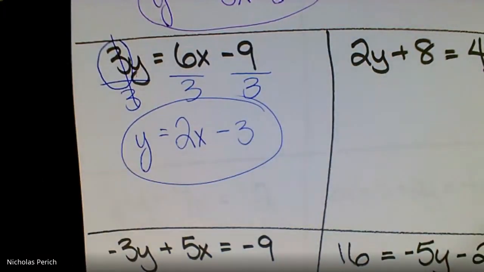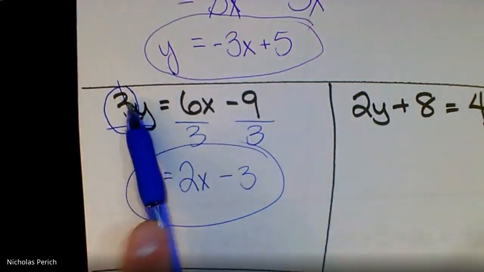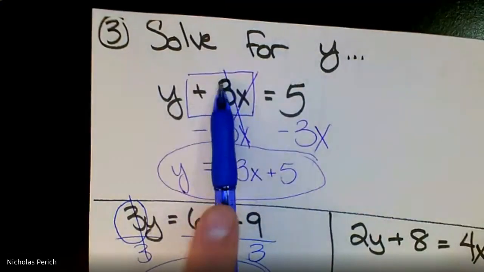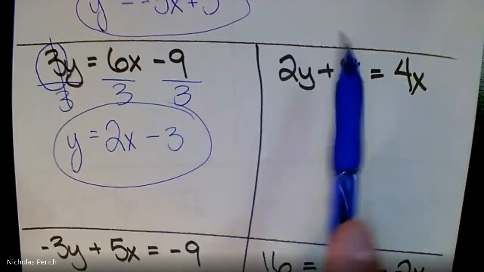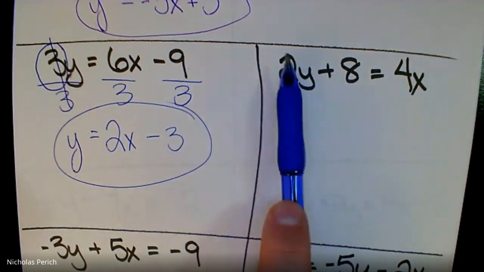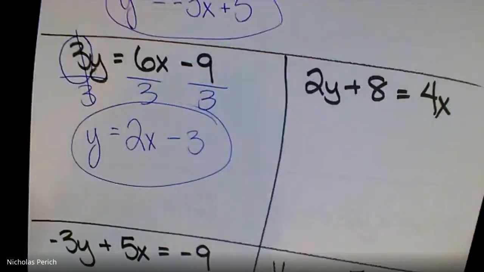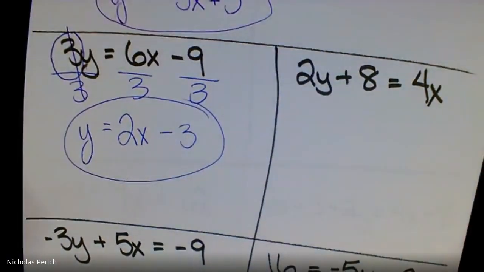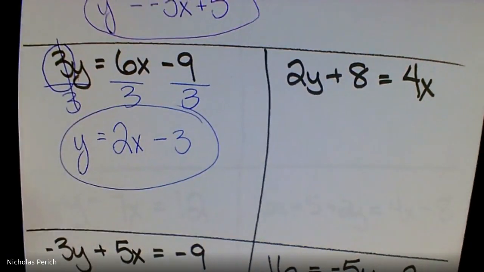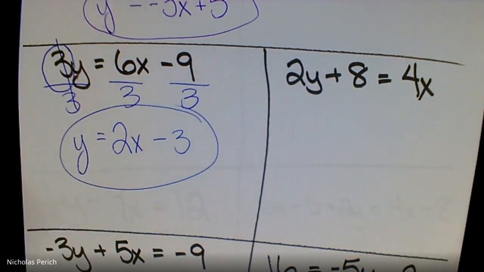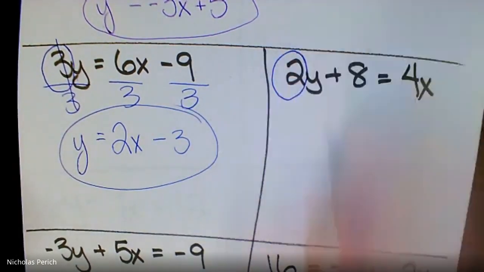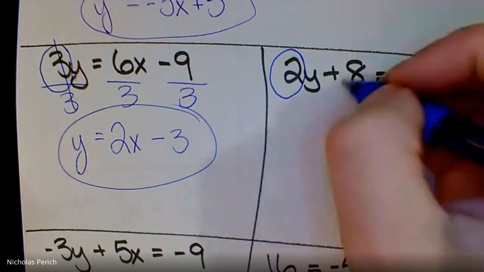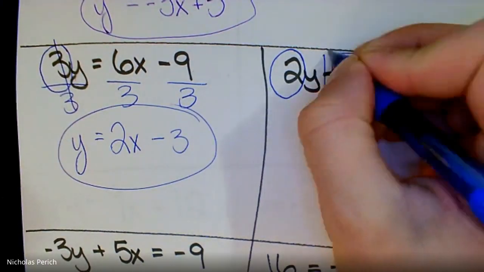This one and the one before it were one-steppers. It's a one-stepper because I only had to get rid of 3. Here, I only had to get rid of 3x. Here is a two-stepper because I have to get rid of 2 and I have to get rid of 8. So that's a two-stepper. My favorite type of dance. The 2 is attached to y, so I'm going to circle it. Plus 8 is just floating around, so I'm going to square it.